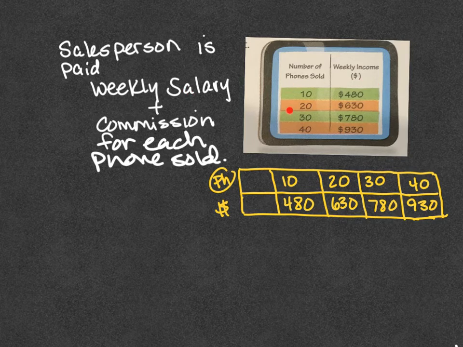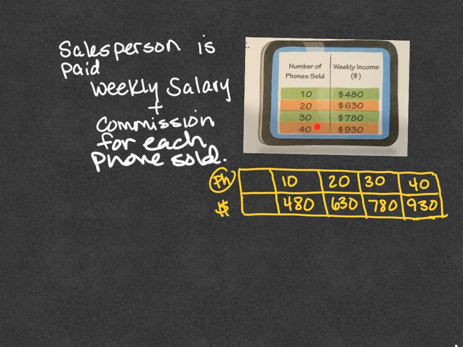But we are given this information that for numbers of phones sold, that's how much the weekly income was for the salesperson. So we could use this data and work it backwards to find out not only how much they are getting per phone that they sell as a commission or bonus, but also what their normal weekly salary is.